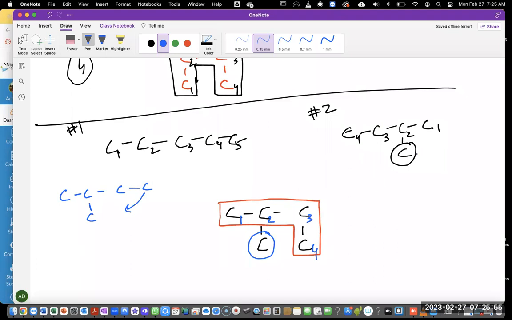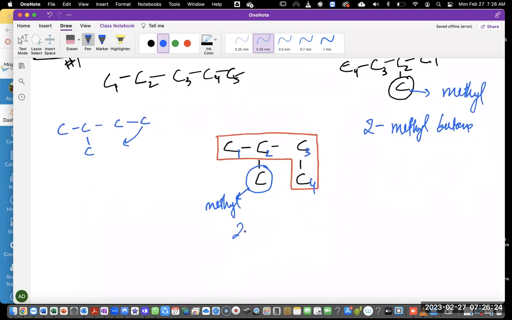What will this be called? This here is a single carbon. This should be called methyl. And this is 4 carbons. 4 carbons are called butane. And this methyl is sitting on carbon number 2. So this guy is 2-methyl butane. Whereas if I try to name this molecule, again, I have 4 carbons. This carbon, again, single carbon. It is methyl, again, sitting on number 2. This is also 2-methyl butane.